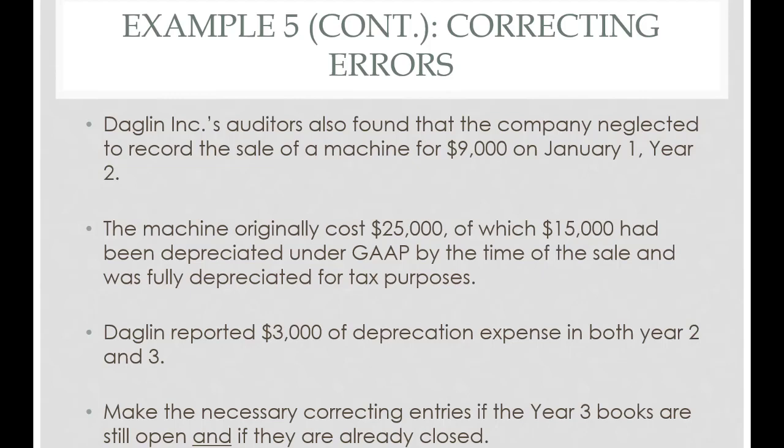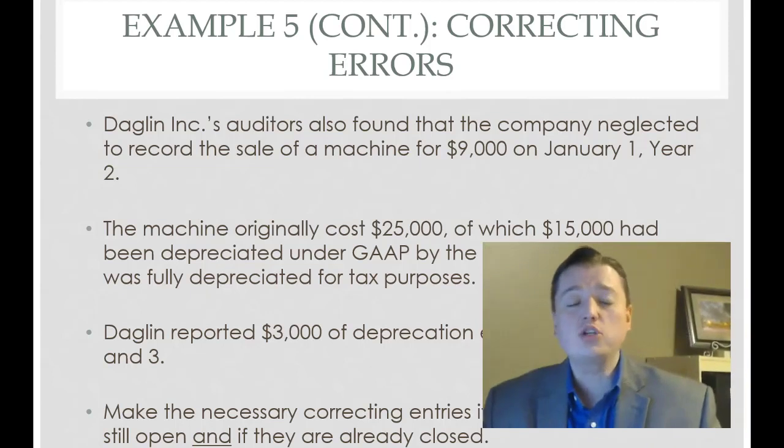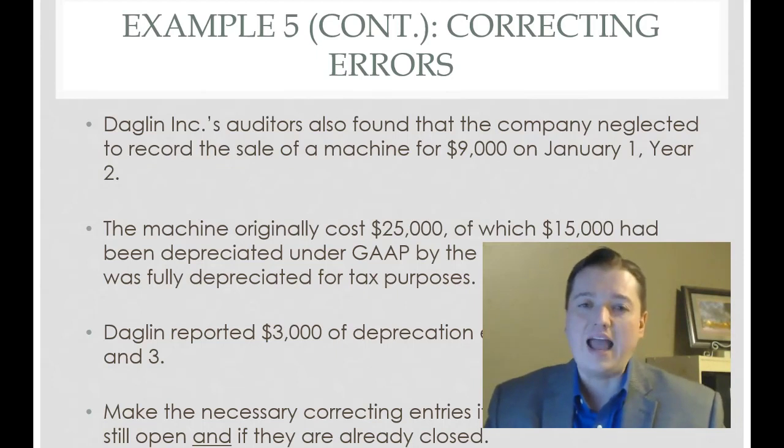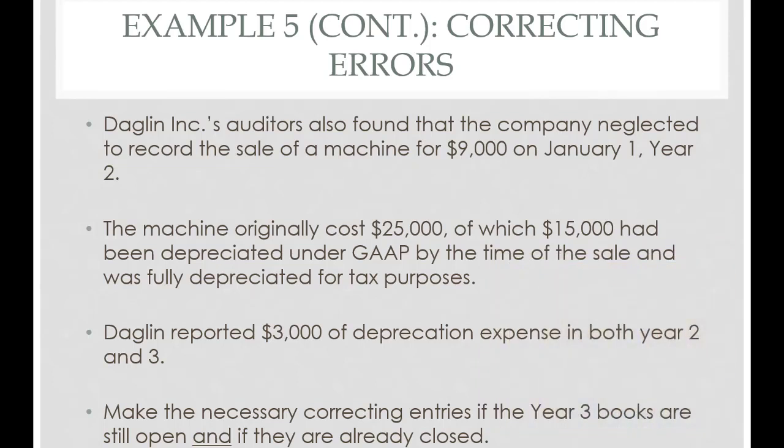Step number 1 is deciding, do we need to make an entry? And the answer is, you bet. This is a non-counterbalancing error. There is no way that this will fix itself. Over time, this asset is not going to simply disappear from our books as if it had been sold if we leave it alone. So because it's non-counterbalancing, whether the books are open or closed, I have to do a journal entry to get this fixed. Yes, a journal entry. We need to jump right into steps 2 and 3 and look at what we did versus what we should have done.